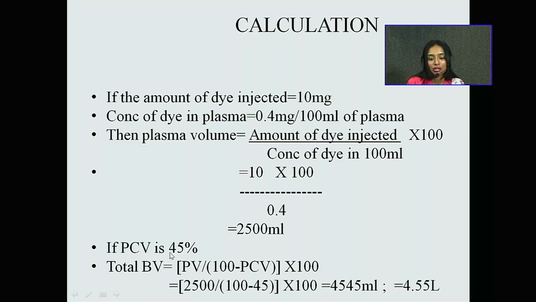So the PCV, packed cell volume, is 45%. If the PCV is 45%, the total blood volume will be PV, plasma volume, that was 2500, upon 100 minus PCV, that was 45%. So 2500 upon 100 minus 45, into 100, that gives you 4545 ml, that comes out to be 4.55 liters. So this is the formula.